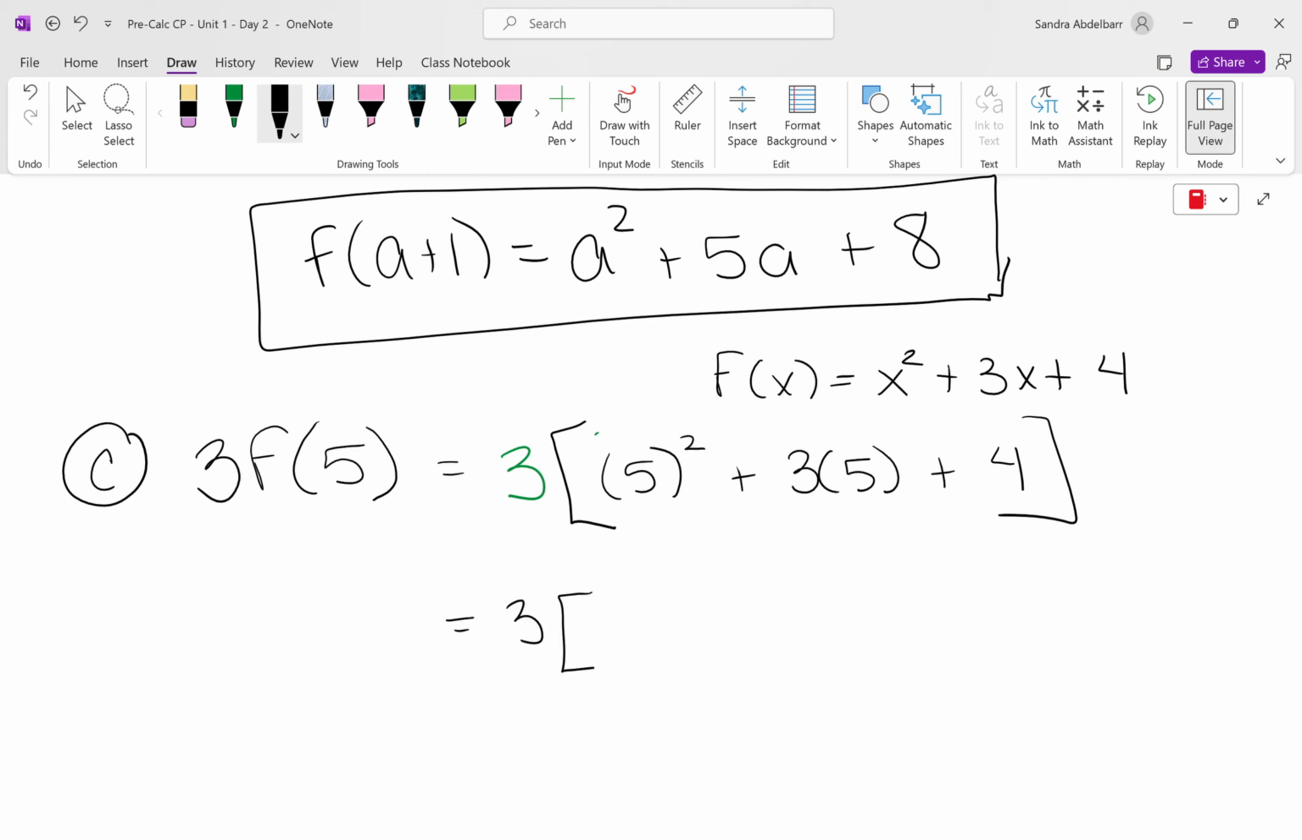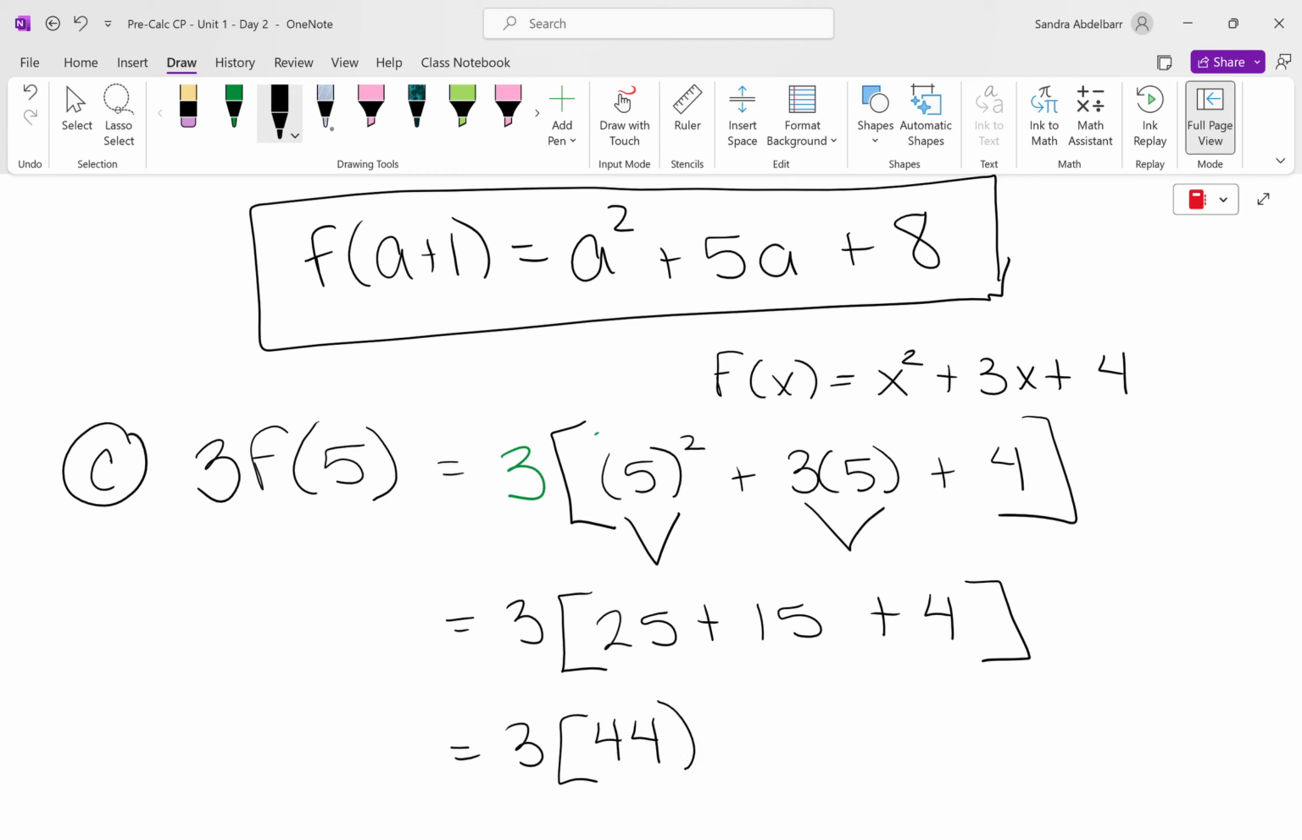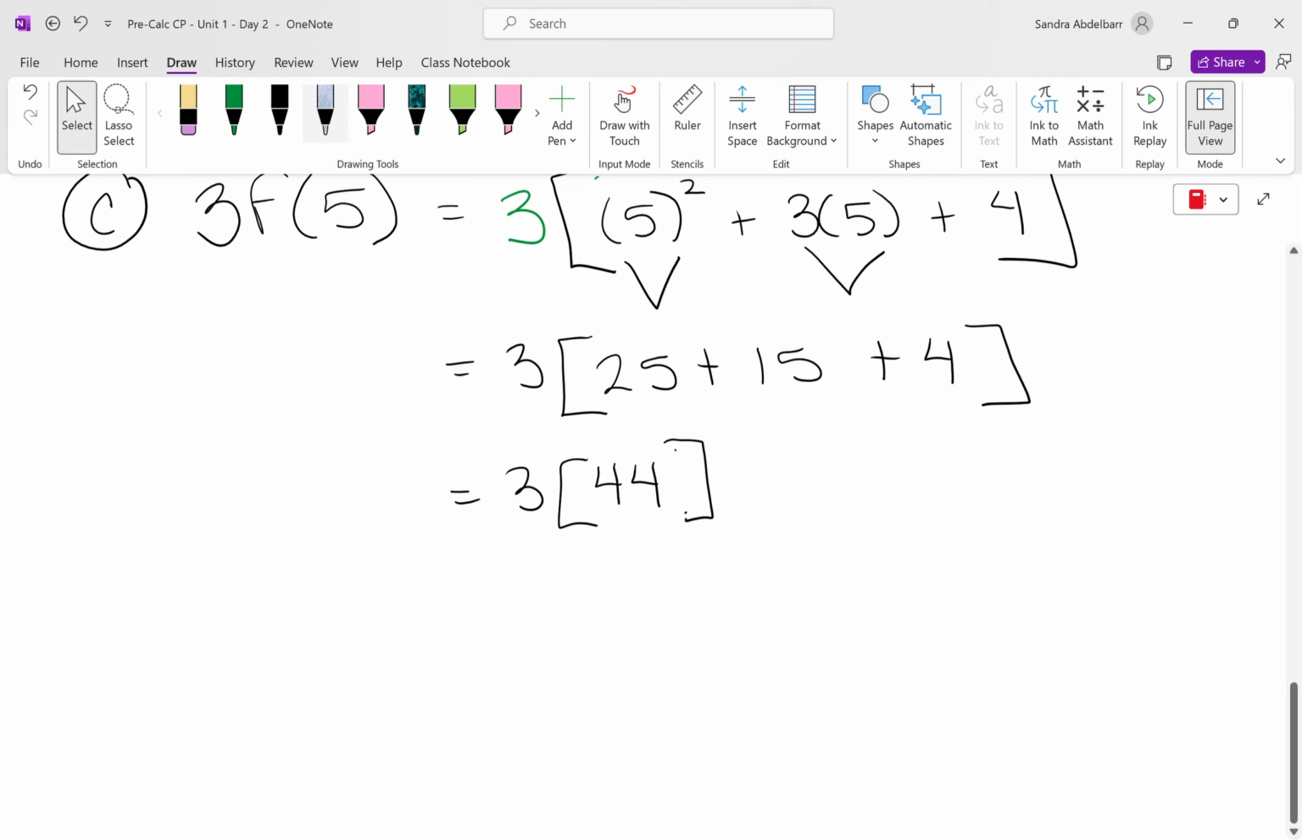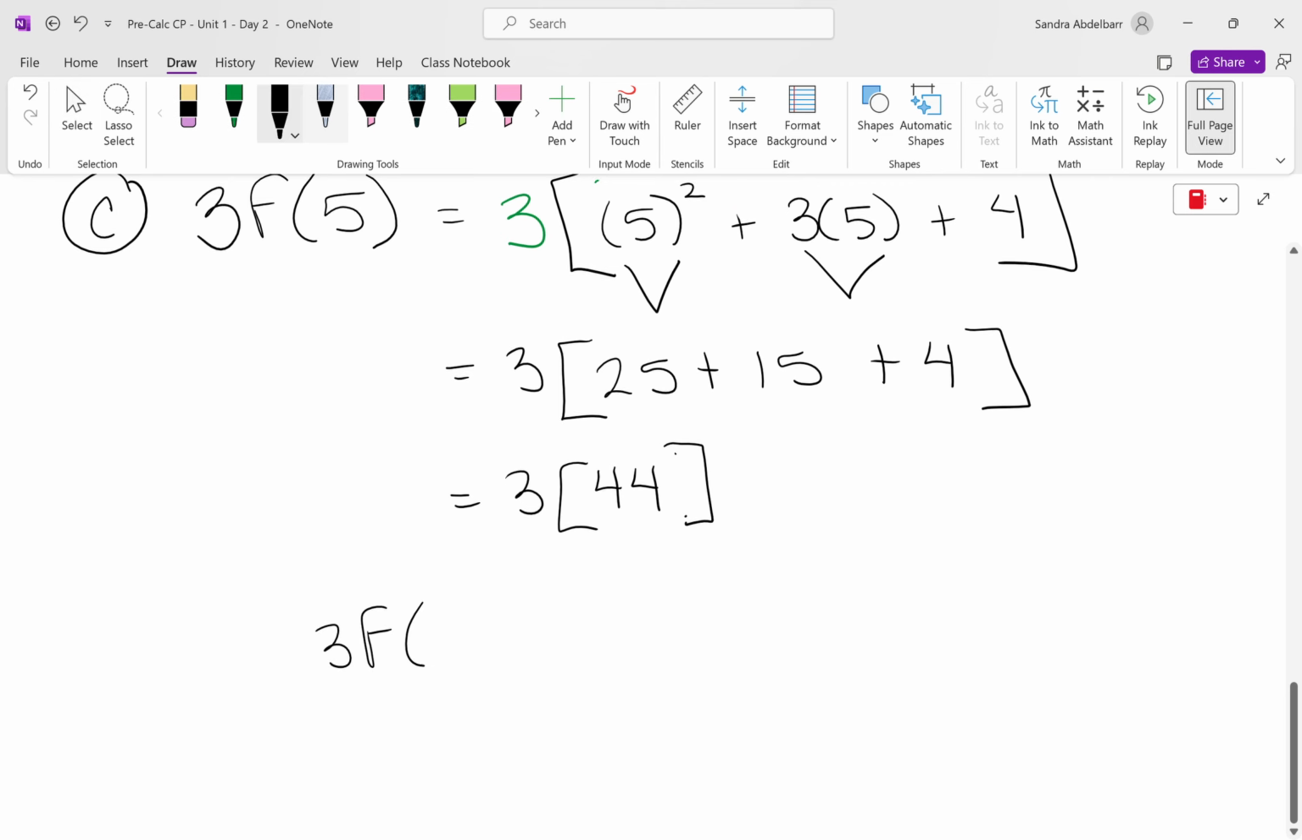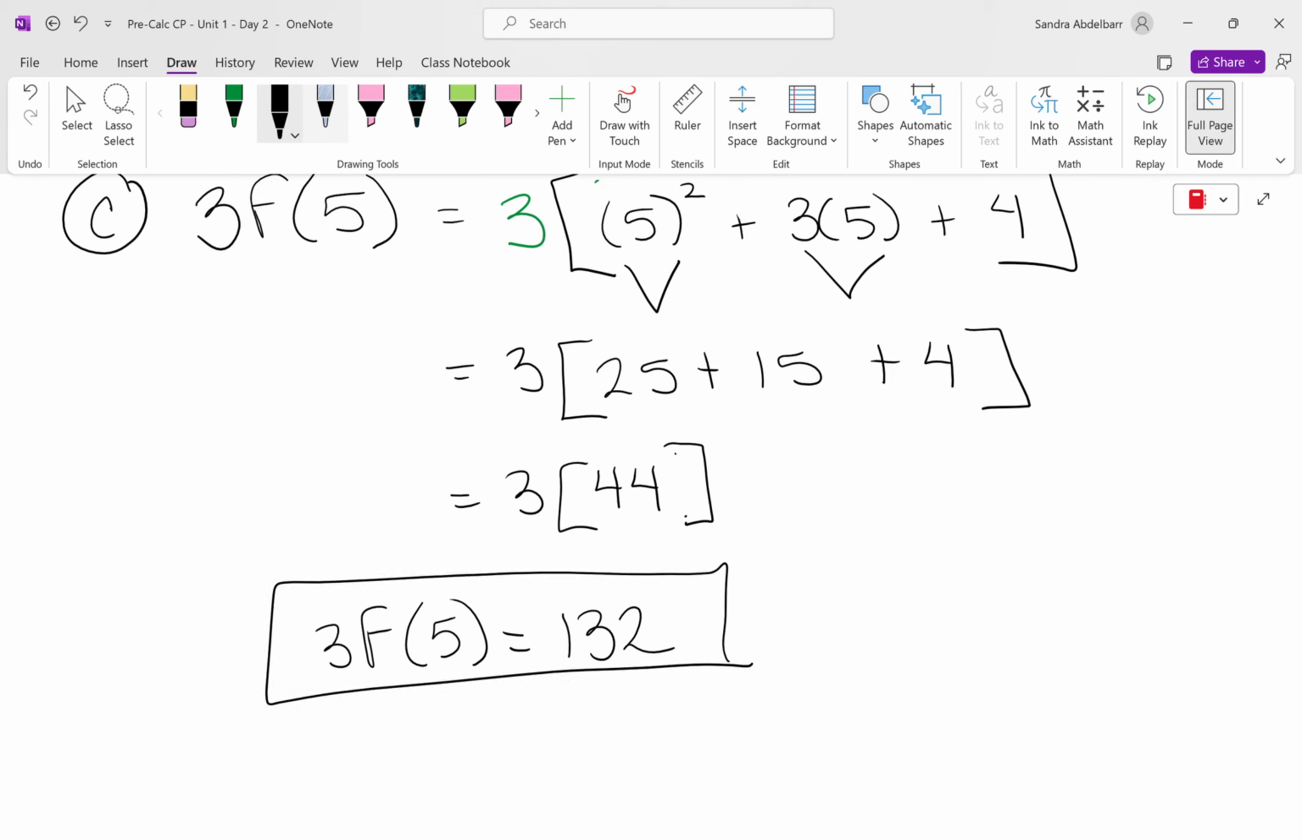So I need to simplify what's inside my brackets first. So we know 5 squared is 25. Following PEMDAS here, order of operations. 3 times 5 is 15. And now we add 25 plus 15 is 40, plus another 4 is 44. So lastly, we multiply, so 3 times f of 5 is going to be 3 times 44, which is 132.